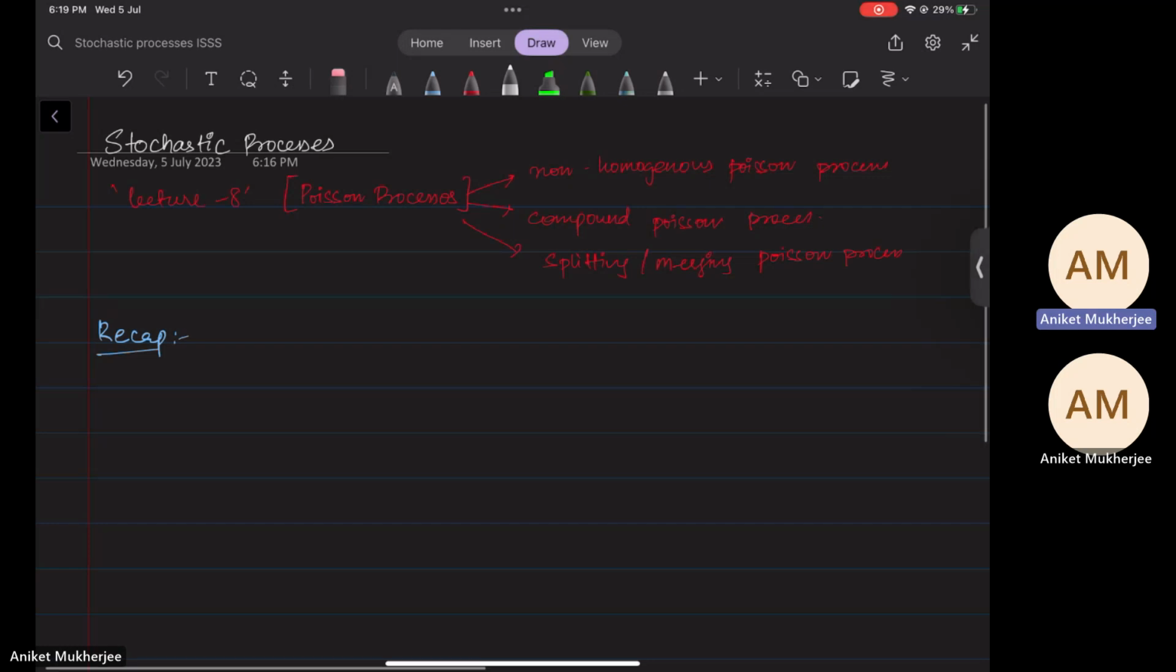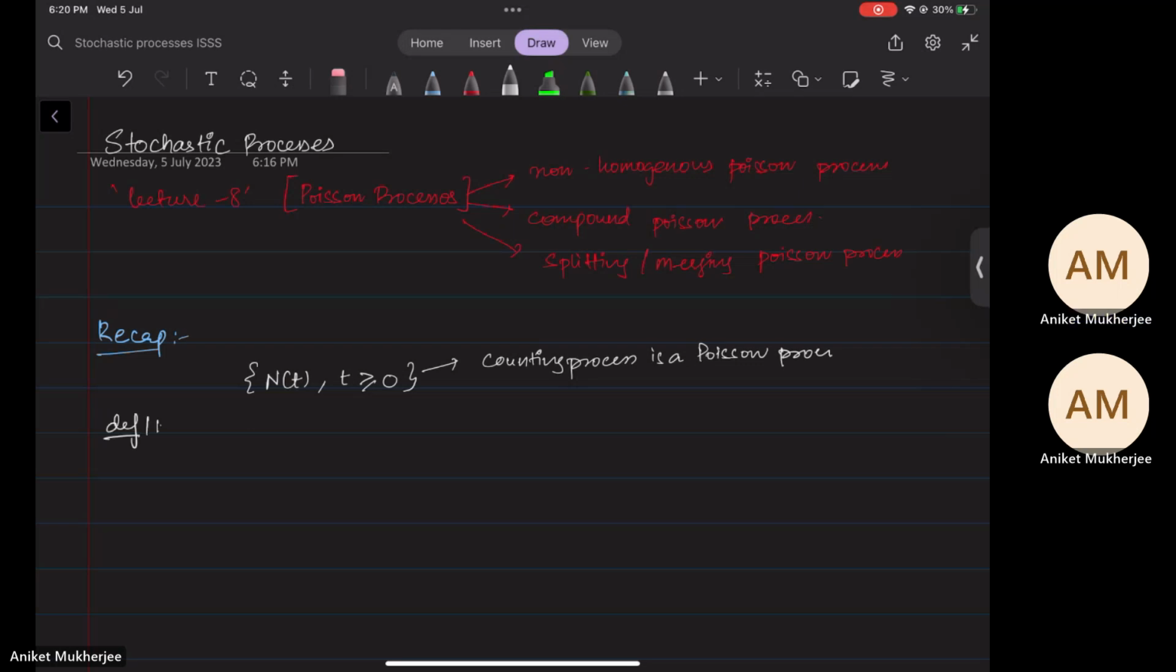So we first defined a stochastic process, which is a collection of natural numbers for any time t. This is said to be a counting process. Now this counting process is a Poisson process if it has the following properties. So we had two definitions. Our definition one was: one, N of 0 equal to 0.